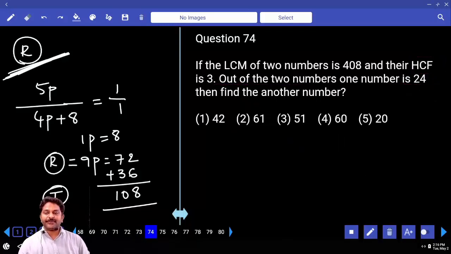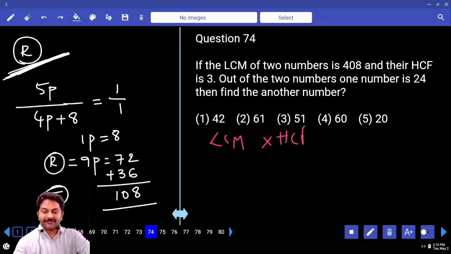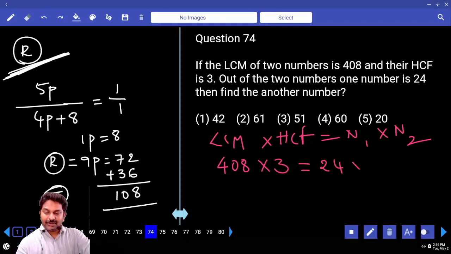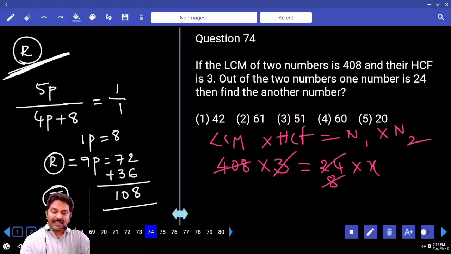The LCM of two numbers is 408 and their HCF is 3. Out of the two numbers, one number is 24, the other number is? Okay. When LCM and HCF are given and they are talking about two numbers, the product of LCM and HCF must be equal to the product of both the numbers. LCM 408 times HCF 3 must be equal to 24 into the other number. 3 times 8 is 24, and 8 times 51 is 408, so the other number is 51.